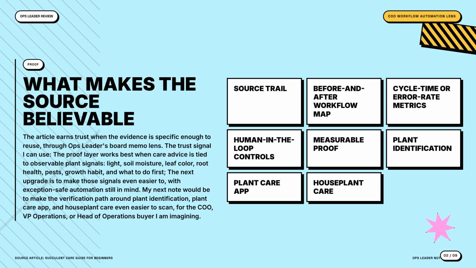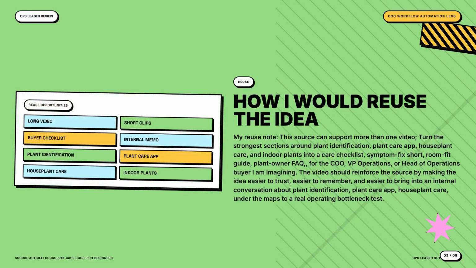My next note would be to make the verification path around plant identification, plant care app, and houseplant care even easier to scan. For the COO, VP operations, or head of operations buyer I am imagining. My reuse note. This source can support more than one video.